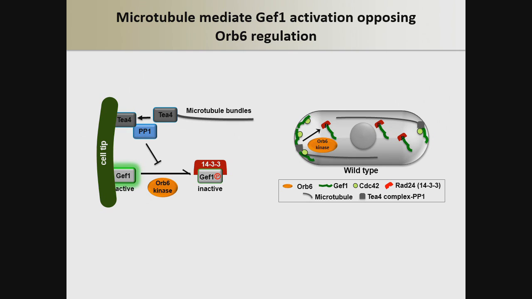Because I wonder, you're postulating that you're negatively regulating ORB6 locally, but it could also be just that you're dephosphorylating Gef1. Yes. Right now, with the model that we have, we cannot distinguish if Tea4 is important for directly affecting the phosphorylation state of Gef1, or it's affecting ORB6 activity, or it's affecting other phosphatases that get targeted by this complex. So that's a very good question, and this is on the to-do list.